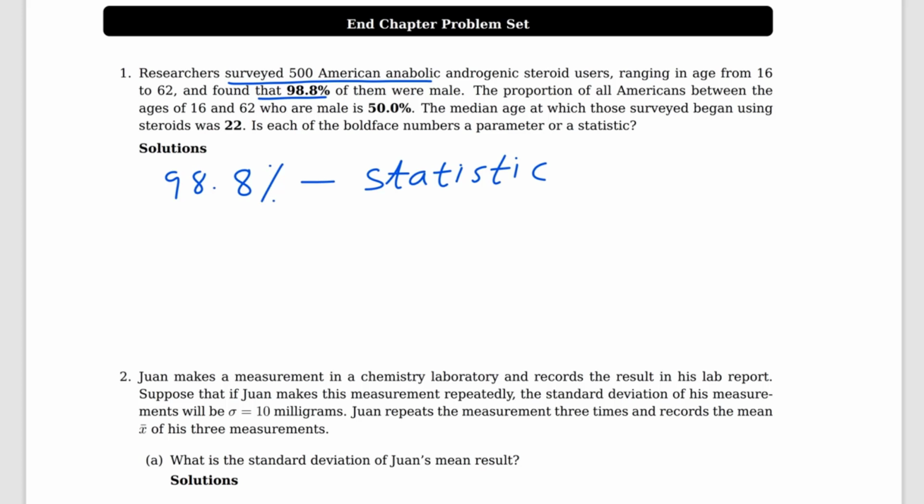And how about 50%? Parameter. Why? It says all Americans. That is the population. Think about it this way. I am going to do some research about some type of trees in Alabama. Then what is my population? All trees in Alabama. Understood that? So this is a population, therefore this is a parameter.